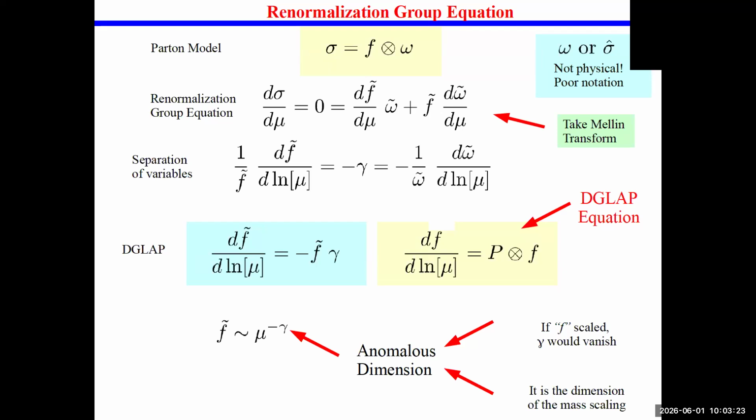And this is what it is in Mellin space. If I convert back to x space, I get the convolution back. And so F changes logarithmically with the scale by some splitting function times F. Okay, this is the DGLAP equation. That tells us how the parton distributions evolve in scale. And what's nice about this is if you go to experiment and find the x dependence, I don't need to do the Q dependence, because I can do that right here using the renormalization group equation.